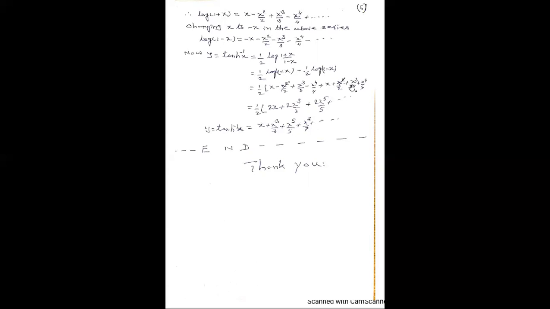We can put those values, and this becomes x plus x is equal to 2x. Then minus x square by 2 and plus x square by 2 will get cancelled. Then plus x to the power 4 upon 4 and minus x to the power 4 upon 4 also will get cancelled. The next term becomes x to the power 5, and this becomes 2 times of this. This is 2 times of x to the power 3 upon 3. So therefore, this 2 and this 2 will get cancelled. Then you get x plus x cube upon 3 plus x raised to 5 upon 5 plus x to the power 7 upon 7 and so on.